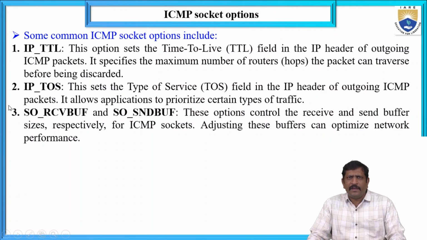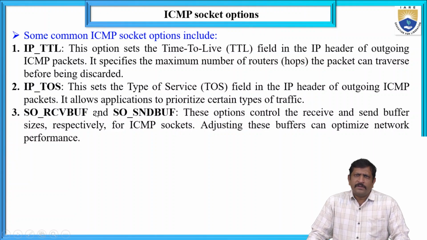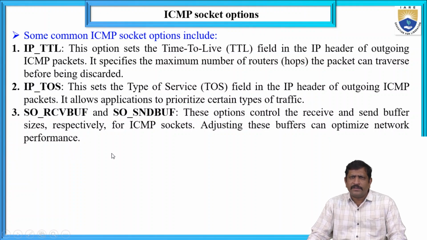The next ICMP socket option is Internet Protocol type of service, that is IP_TOS. This sets the type of service field in the Internet Protocol header of outgoing ICMP packets. It allows applications to prioritize certain types of traffic. Next, the options are socket receive buffer and socket send buffer.